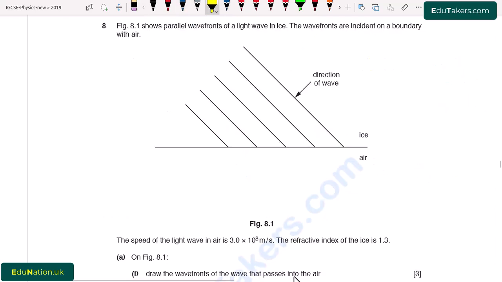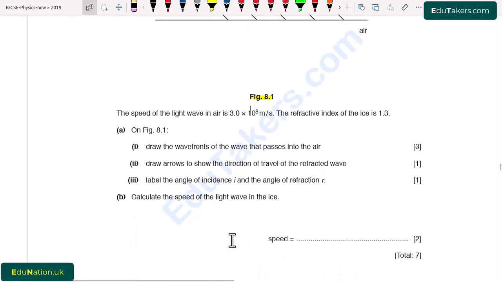Question number 8. Figure 8.1 shows parallel wavefronts of a light wave in ice. The wavefronts are incident on a boundary with air. So here is figure 8.1 and these are the parallel wavefronts that are incident on the ice-air boundary. The speed of light wave in air is 3 into 10 to the power 8 meter per second. So this is the speed of light in the air. The refractive index of the ice is 1.3.